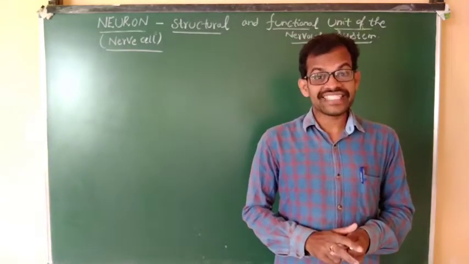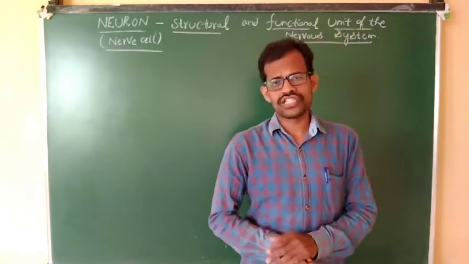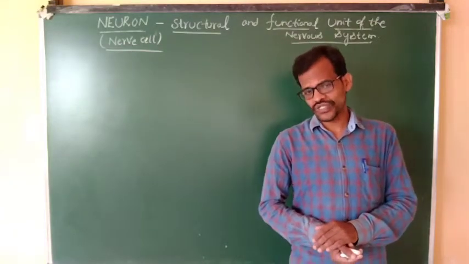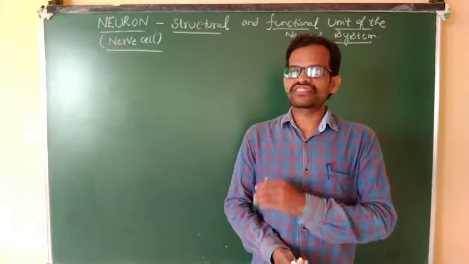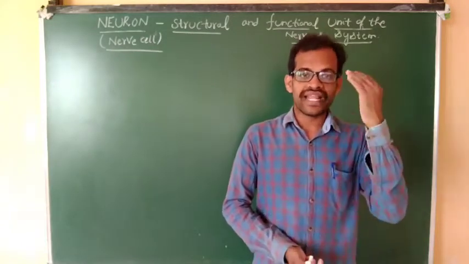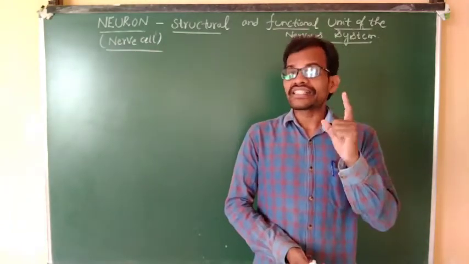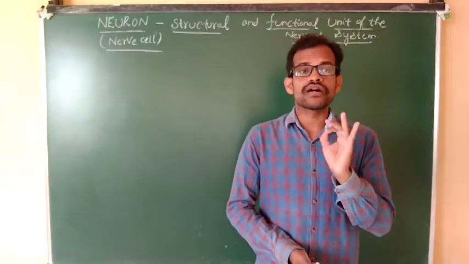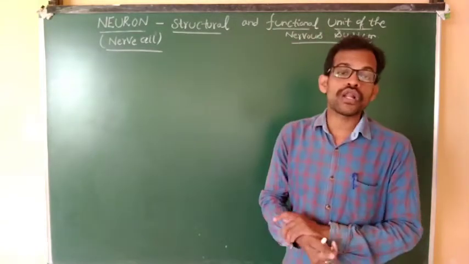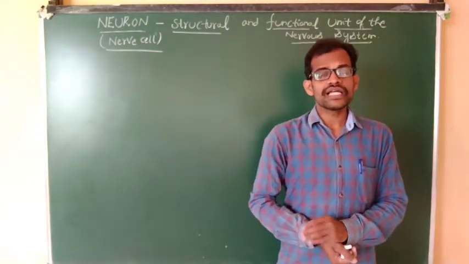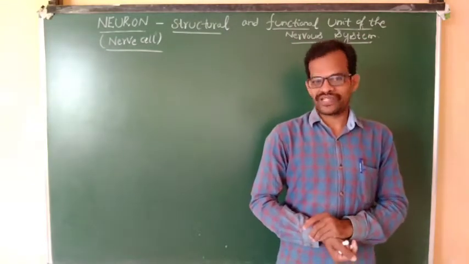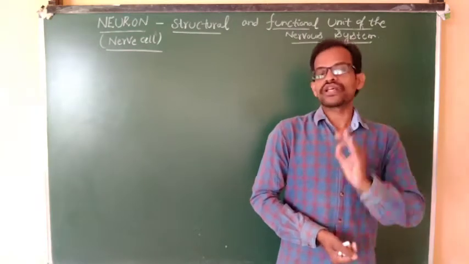In the excretory system, the nephron. In locomotion and movement, the muscular system, what is the structural and functional unit? Sarcomere. In a similar way, in the nervous system, the brain and spinal cord of the human body, what is the structural and functional unit? Neuron or nerve cell. How many neurons are present in the brain and spinal cord? Millions of neurons are present.